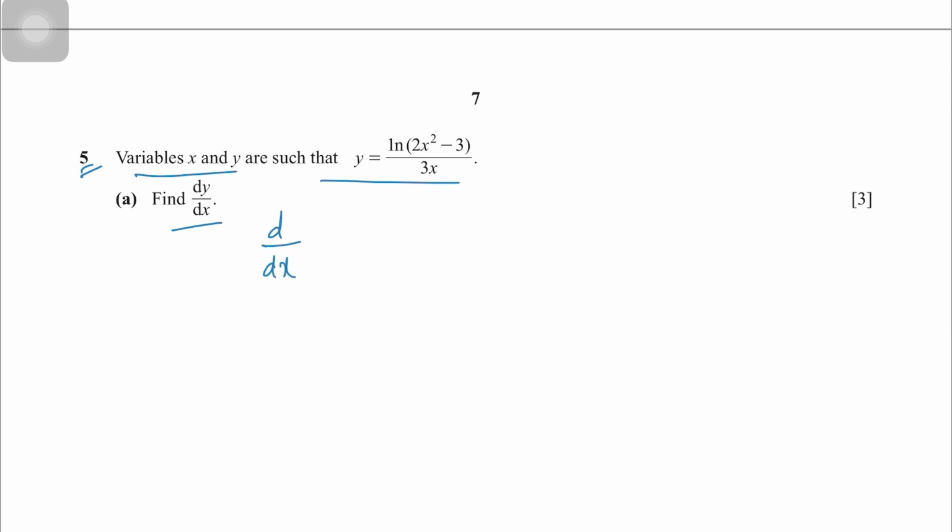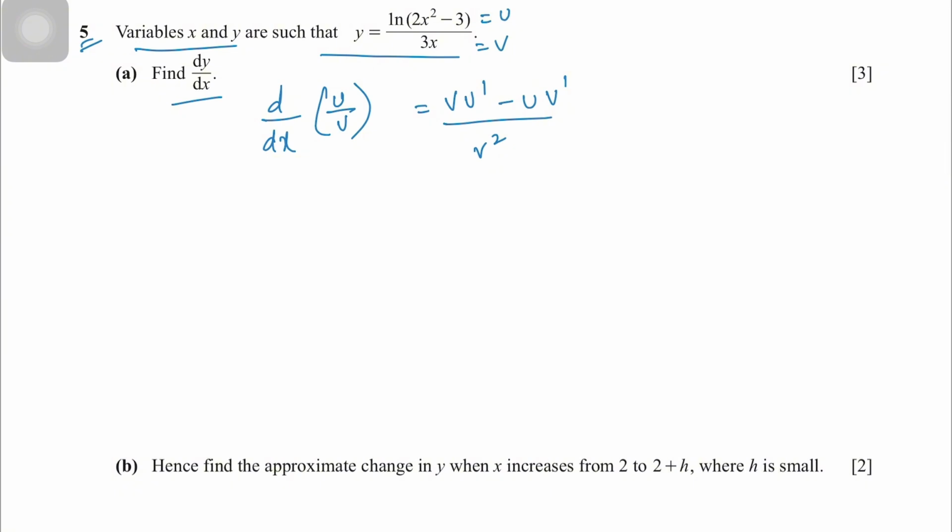So this would be d over dx. When the two functions are divided, that are u and v, we can write this as u and this as v. So it is written as v u dash minus u v dash, where dash represents the differentiation of the function, and then we can write it as 3x. Since this is v, 3x, our u is ln 2x squared minus 3.